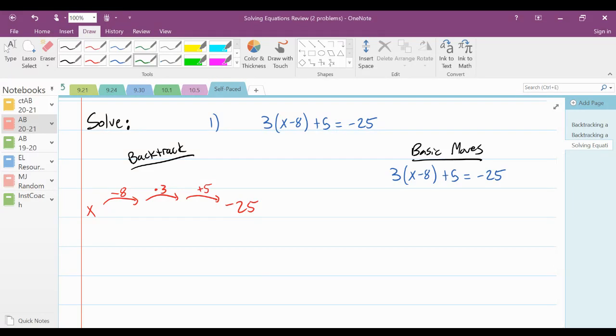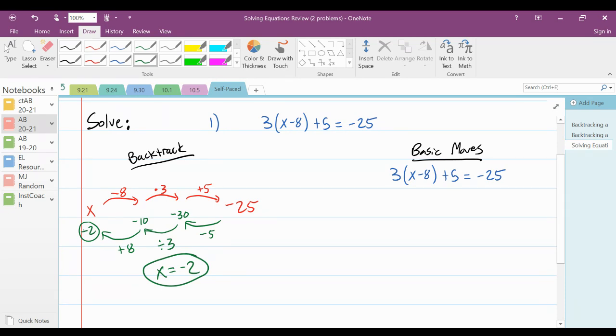Now to backtrack, we are going to undo these operations in reverse order. If I want to undo adding 5, I will subtract 5 to get negative 30. Instead of multiplying by 3, I will divide by 3 to get negative 10. And instead of subtracting 8, I'm going to add 8, and I get an answer of negative 2. So we are left with x equaling negative 2. Now let's try that with basic moves and see if we get the same answer.